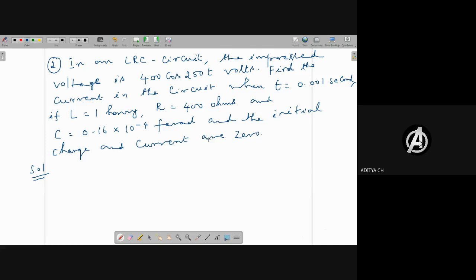L d square q by dt square plus R dq by dt plus q by C is equal to E of t. Very good.